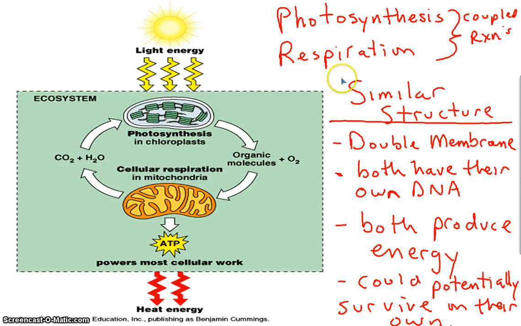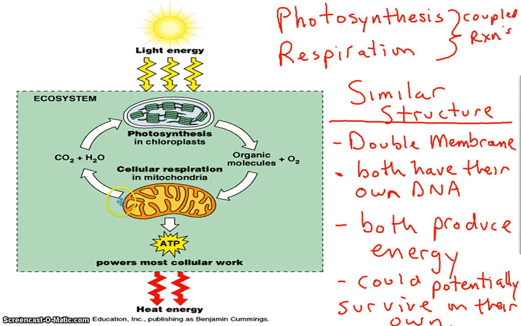So if we look at the diagram here, we have light energy coming in at the top. The chlorophyll in the chloroplast converts that, and it takes carbon dioxide and water and turns it into organic molecules, and we know that as glucose, C6H12O6, plus oxygen. Well, it just so happens that glucose and oxygen are the reactants for cellular respiration in mitochondria. So they take the sugar and the oxygen and they turn it into ATP, which allows us to do cellular work, and some of it's lost as heat energy.